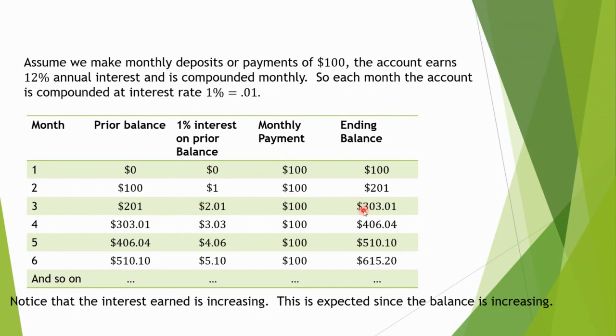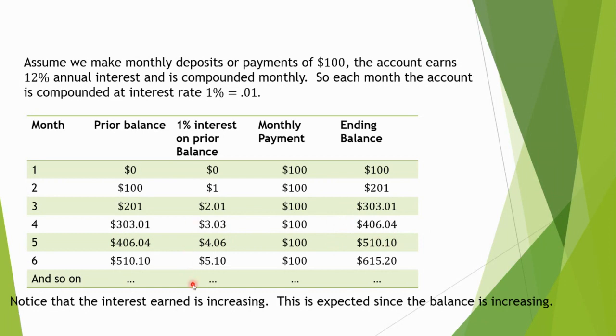So for month 4, we have the prior balance. We're going to get the interest, which is 1%. And then we add our monthly deposit, our monthly payment, that is, and that brings the balance up to this. So it keeps on going for however many months this is happening. It could be a lot, because we can do this for years. But really that's illustrating the idea.